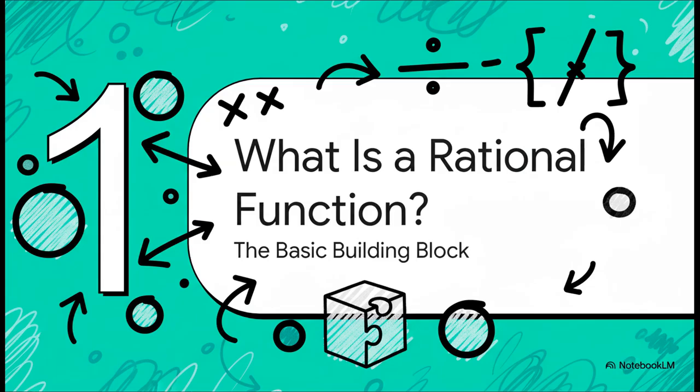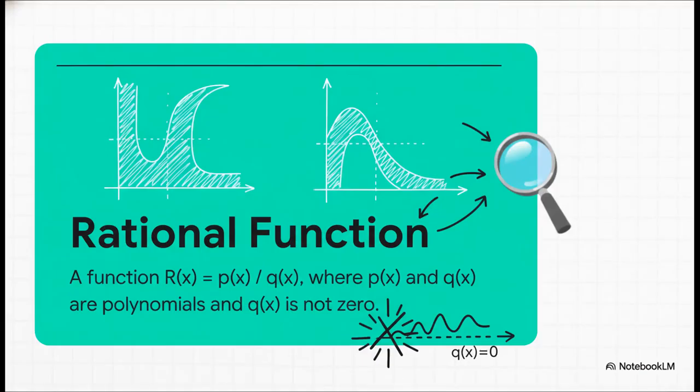All right, first things first. Before we can solve anything, we have to know what this thing is we're even talking about. Let's lock in the basic definition. So at its core, a rational function is really just a fraction. That's it. But instead of numbers, you've got one polynomial on top, which we'll call p of x, divided by another one on the bottom, q of x.